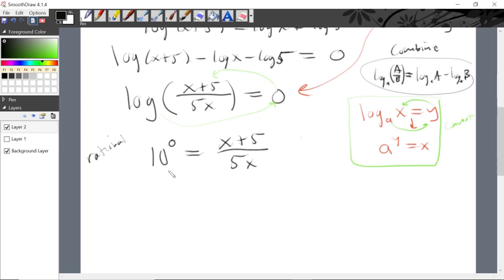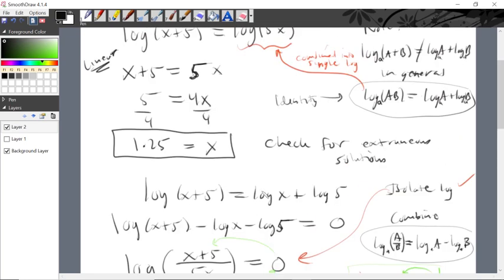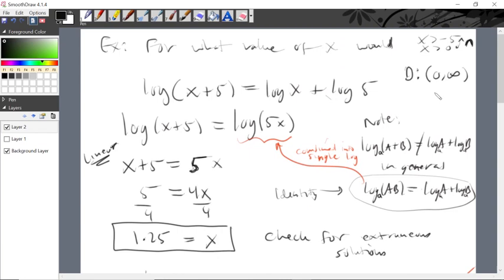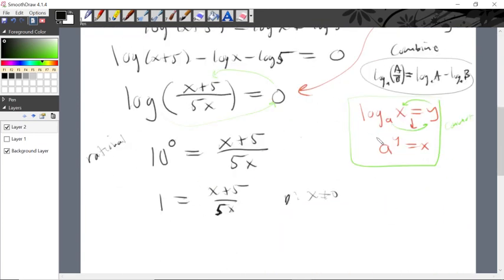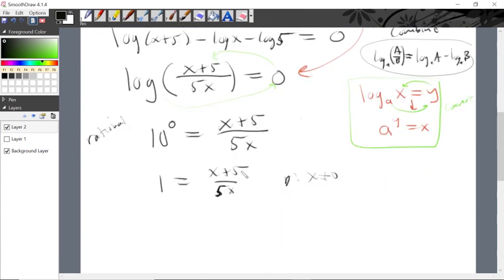First, I'm going to simplify the left-hand side. 10 to the power of 0 is just equal to 1. So now I'm going to solve 1 is equal to x plus 5 over 5x. I would like to make a note of the fact that the domain of this rational equation is that x is not equal to 0. Is that the same as the domain of the original equation? It is not. The domain of the original equation is that x had to be greater than 0. In other words, x is not allowed to be negative for the equation we're solving. We've lost that information by rewriting this as a rational equation, but it's still true. X is not allowed to be negative.